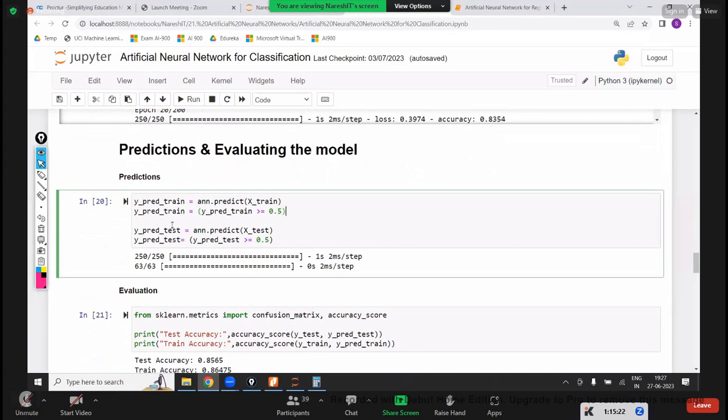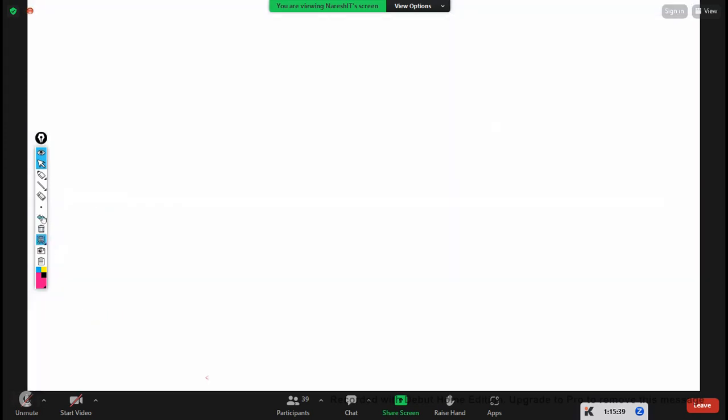You have to write the threshold value after that one. By default, it will give the output as probability. The probability should be converted using greater than 0.5. If you don't write this one, by default, probability is the output. Sigmoid will always give probability as the output. Is that clear?